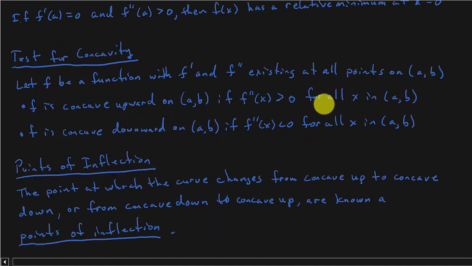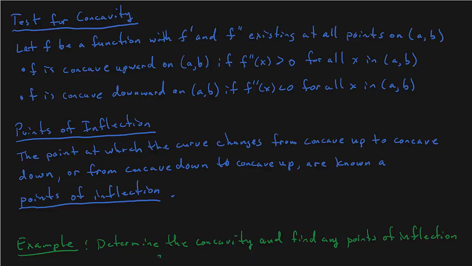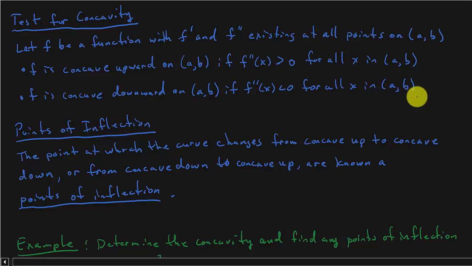All right, so now let's look at tests for concavity. Let f be a function with f prime and f double prime existing at all points on AB. F is concave upward on AB if f double prime is positive for all x in AB, and f is concave downward on AB if f double prime of x is negative for all x in AB. So that's how we determine concavity.